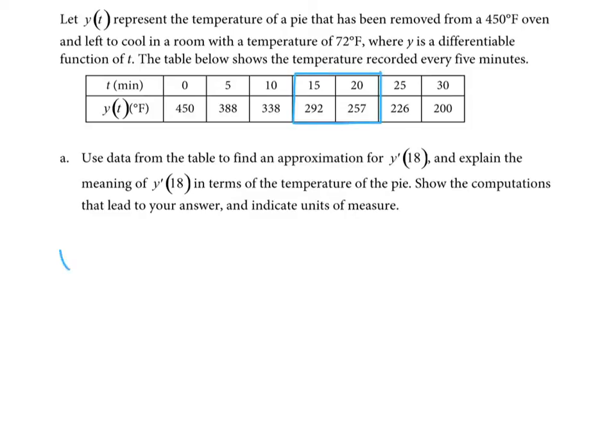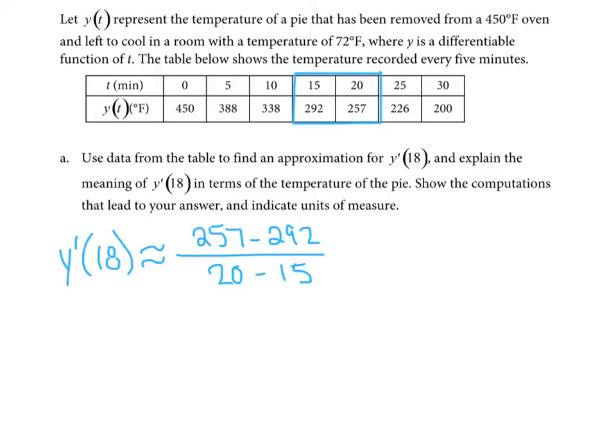And we'll say y prime of 18 is approximately 257 minus 292 all over 20 minus 15. That gives me negative 35 divided by 5, which is equal to negative 7. And we've got to explain the meaning in terms of the temperature of the pie here. And this is the most important part tonight.